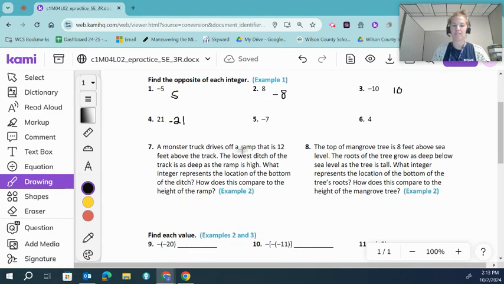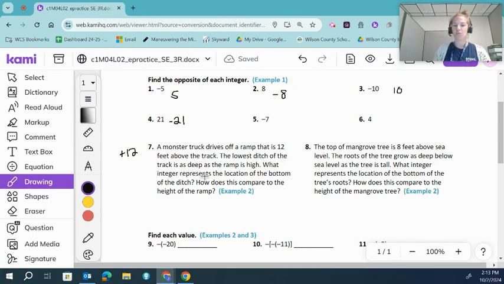A monster truck drives off a ramp that is 12 feet above the track. So the ramp is 12 feet above the track, which is plus 12, right? The lowest ditch of the track is as deep as the ramp is high. So it goes in the opposite direction, down, the same amount that the track goes above, which would mean it goes down 12, right?